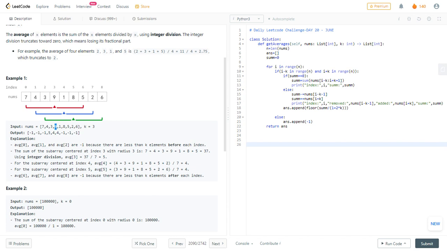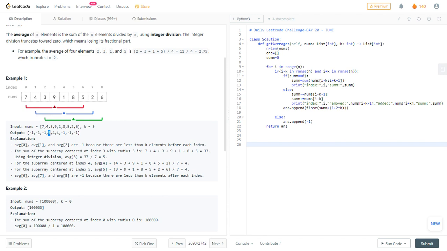I do have three elements to my left. I do have three elements to my right. So I have to take the sum of these many things and divide by their average. So sum of these things divided by 7. You will get this thing. We are getting 5. So 5 should be updated in the answer. So this is the third position.